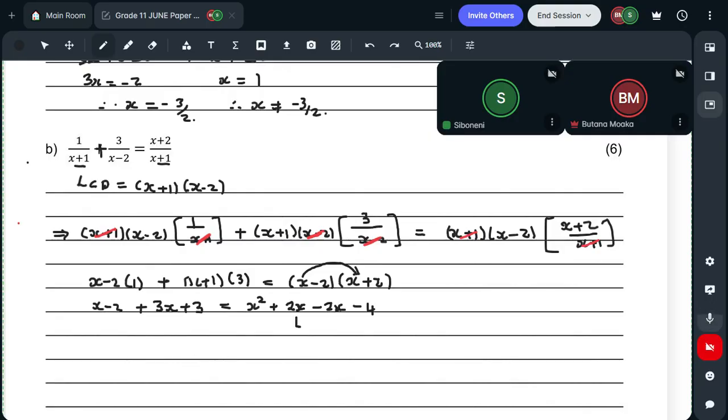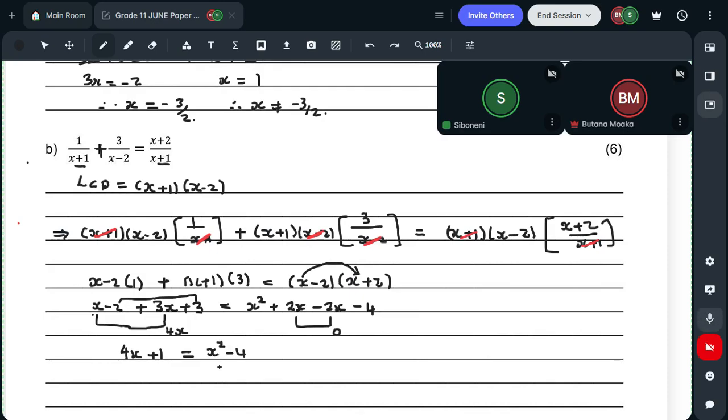Then this will be plus 2 minus 2x minus 4. Then look at these two. These are like terms with different signs, so that will be 0, and I'll be left with x squared minus 4. So I'll try to move everything to one side. This side, I have the x that I need to add with the 3x. That will give me 4x. Then we have the minus 2 that should be added with the 3. That will give us a positive 1. So this side I'll be left with 4x plus 1. It's equal to, on the other side, x squared minus 4.